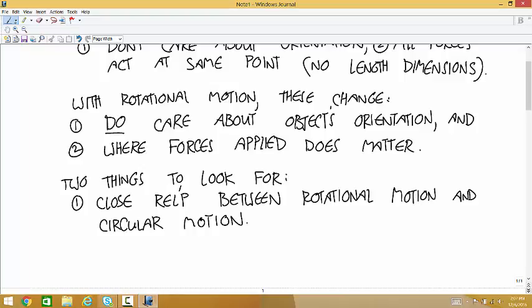So rotational motion is the orientation changing. Circular motion is the location changing. Okay?